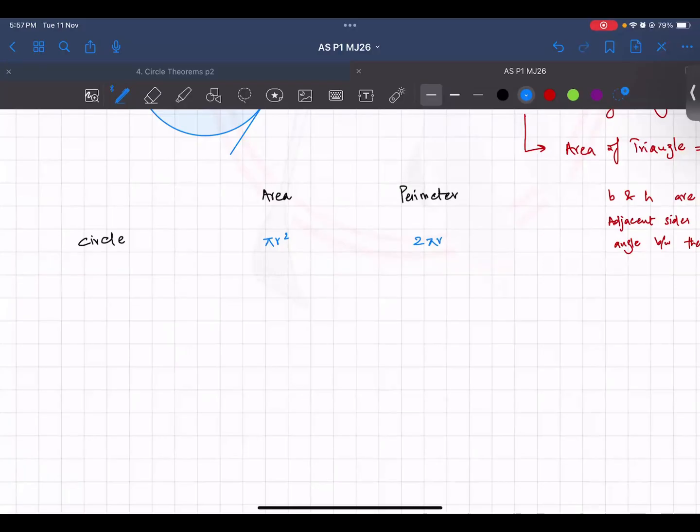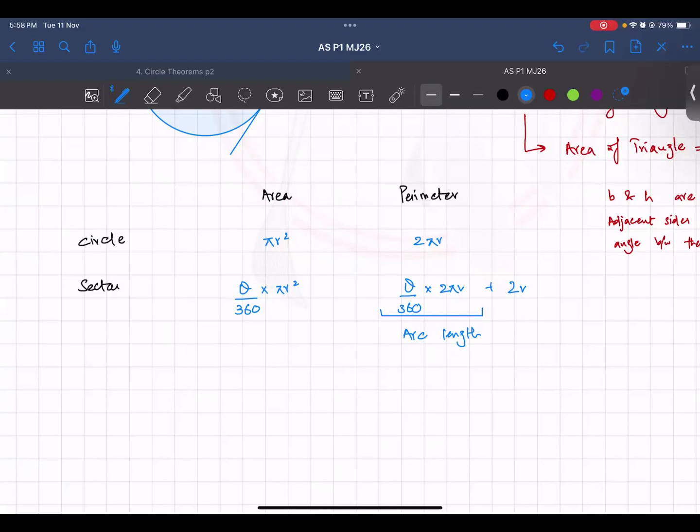And if you have a sector, now we know what is a sector, a slice of a pizza. If you want to find the area of a sector, the formula we did in our O levels IGCSE was theta upon 360 multiplied by pi r square. And over here, theta upon 360 multiplied by 2 pi r would give us the circumference part, the arc length. This is your arc length.